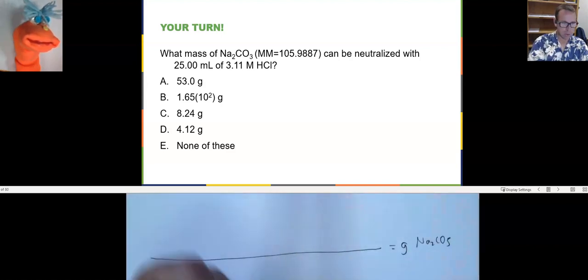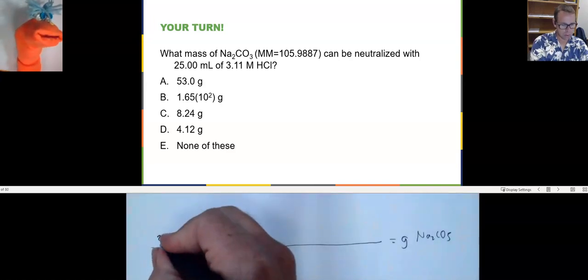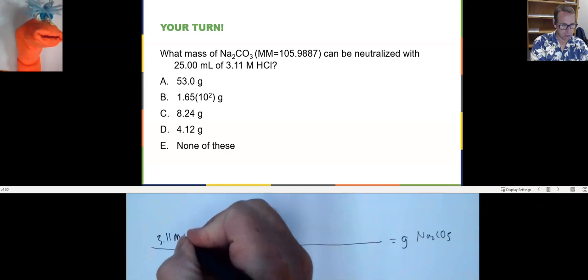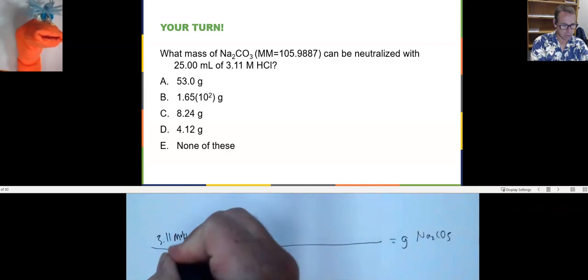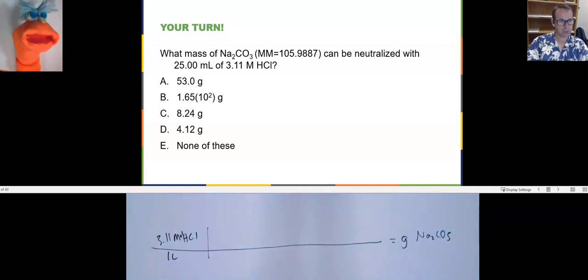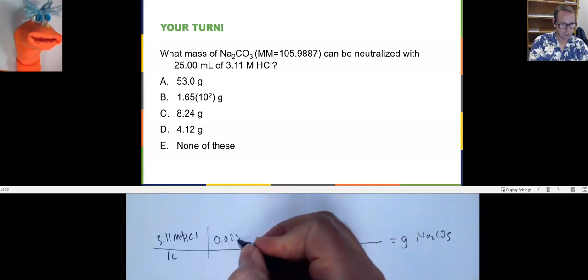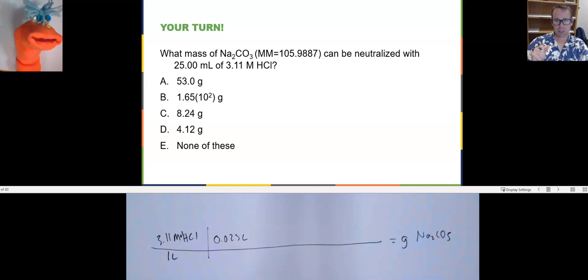Okay. And what are we going to start with? The molarity of the HCl? Yeah, that sounds good. 3.11 molar HCl. That means moles of HCl for every liter of solution, right? Yep. And then change that liters to milliliters? Or is it okay if I go like this, 0.025 liters? That's 25 mils. Is that okay? Yeah, okay. That's all right.